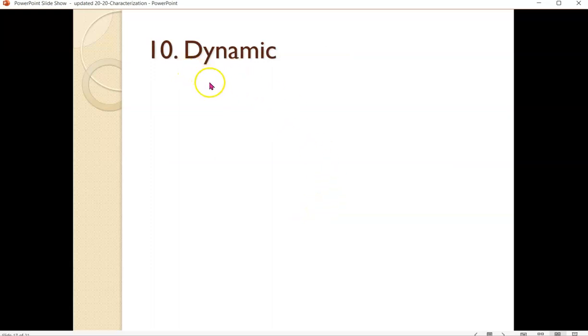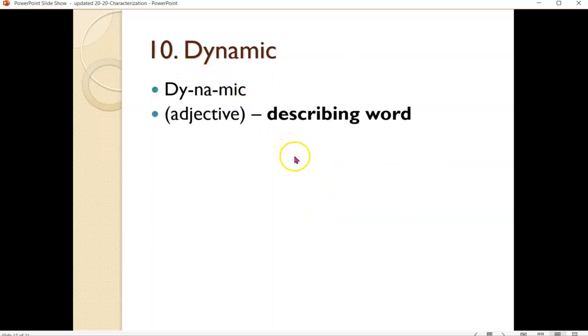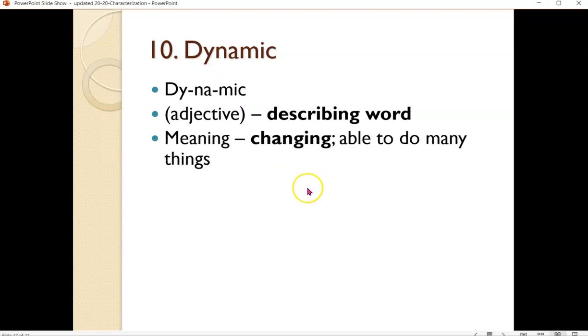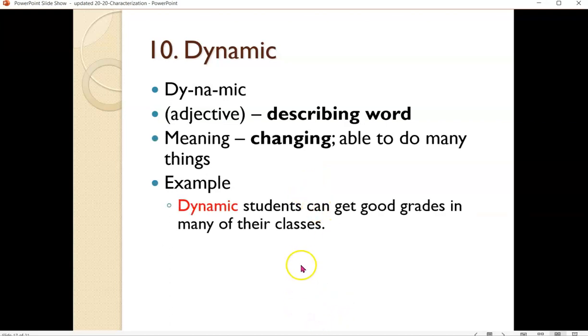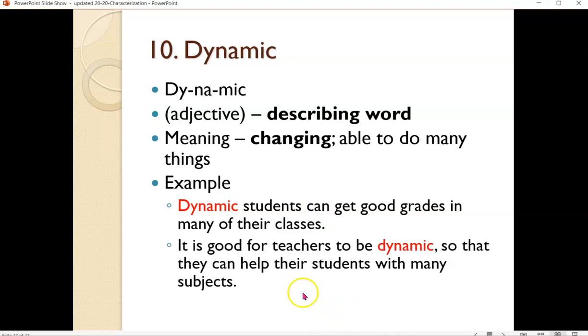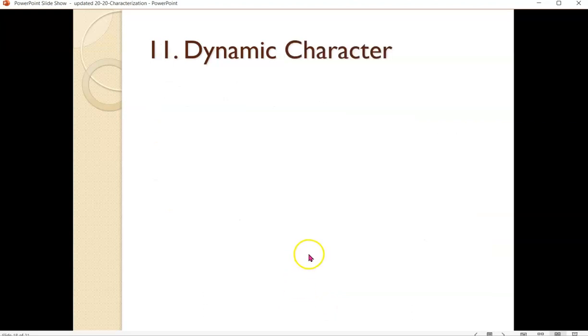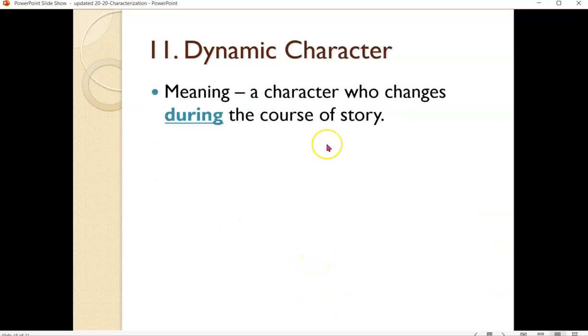Okay, number 10 is a dynamic character. Dynamic is a describing word that means to change and be able to do many things. An example would be: dynamic students can get good grades in many of their classes. It is good for teachers to be dynamic so that they can help their students with many subjects. A dynamic character is a character who changes during the course of the story. So maybe they are kind of the ugly duckling at the beginning of a story, and then at the end they become the beautiful swan.